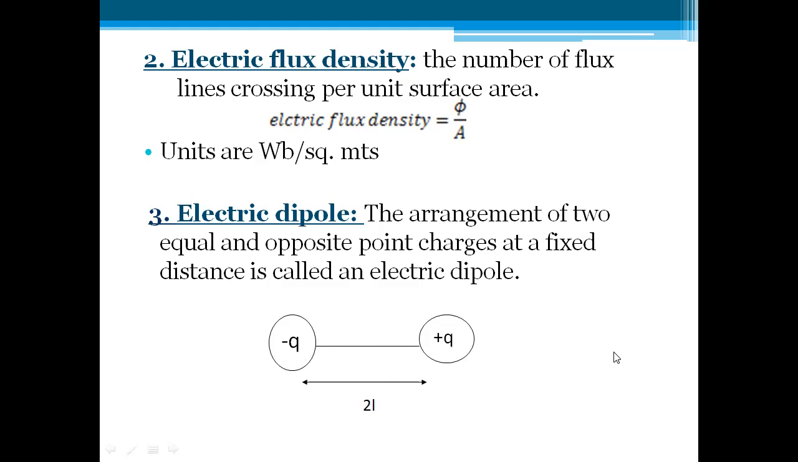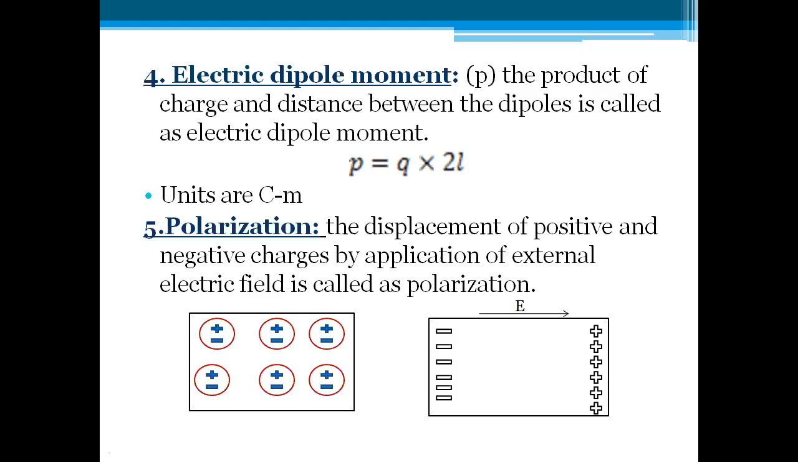The product of this charge with the length between them, the distance between them, is nothing but the electric dipole moment and is represented with a small letter p. p is equal to the charge of the dipole into the distance between the poles, q into 2l. Since it is a product of charge and length, the unit will be coulomb meter. So coming to the next point, that is polarization.